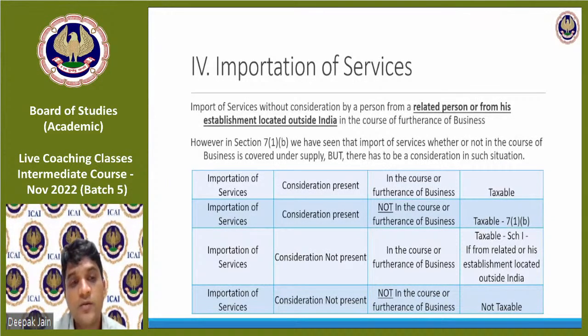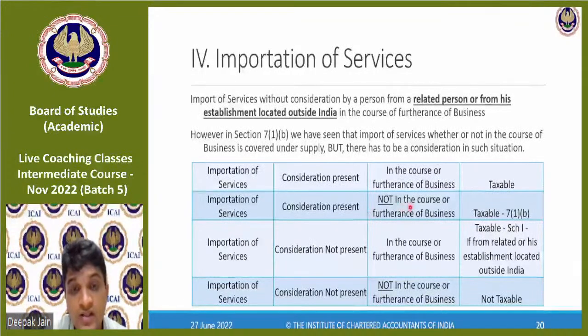Can I explain the difference between point 2 and 4? Point 2 is consideration. Your consideration is present. Point 4, consideration is not present. Makes a lot of difference. If consideration is present, then it's taxable. If consideration is not present, then not taxable.